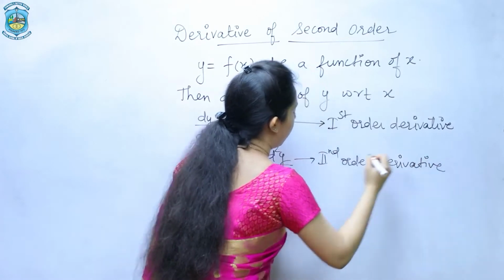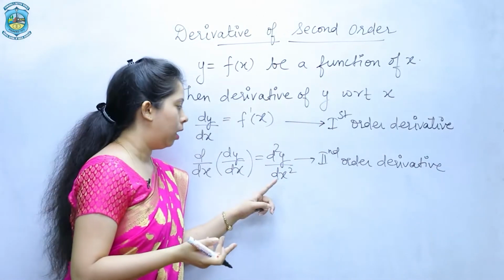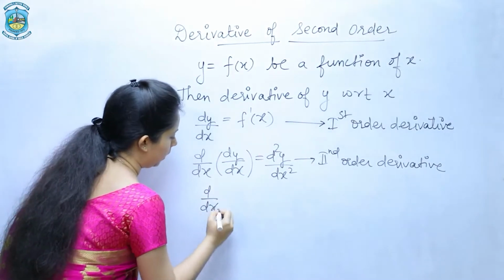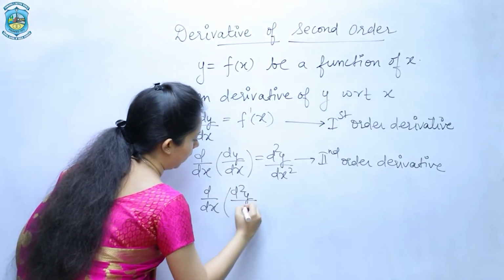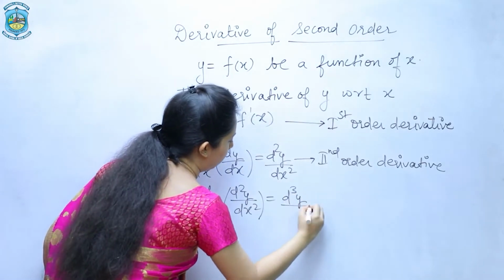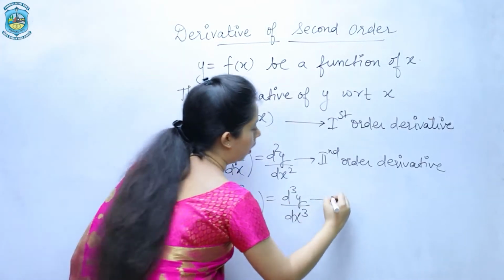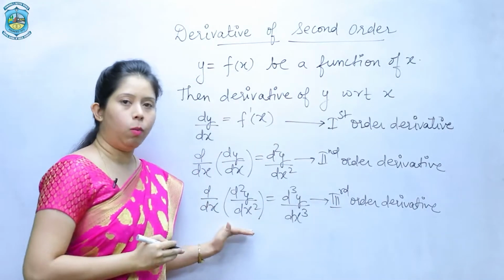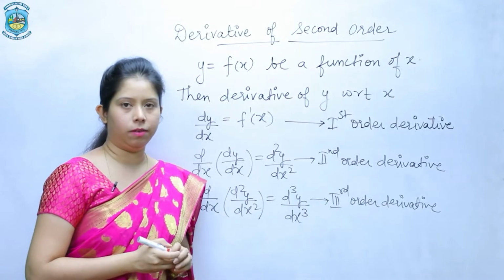Similarly, if d2y by dx square is differentiable, then we can again differentiate it with respect to x. So, this time that would become d by dx of d2y by dx square, which is d cube y upon dx cube. Now, this is the third order derivative. By this way we can solve the higher order derivatives.